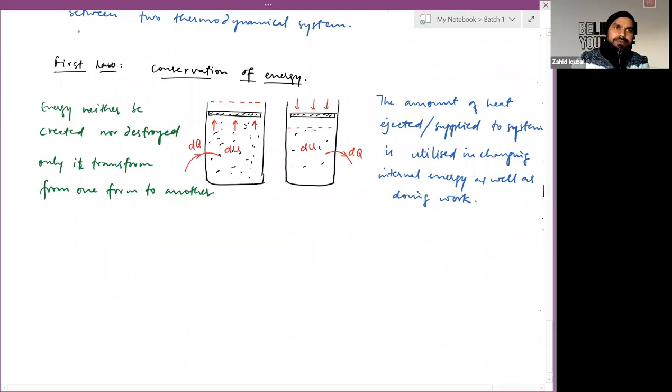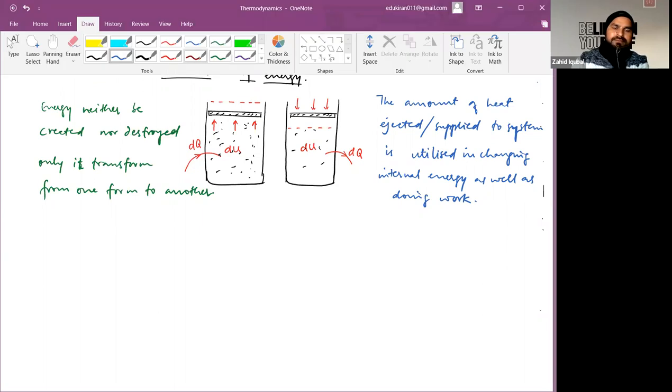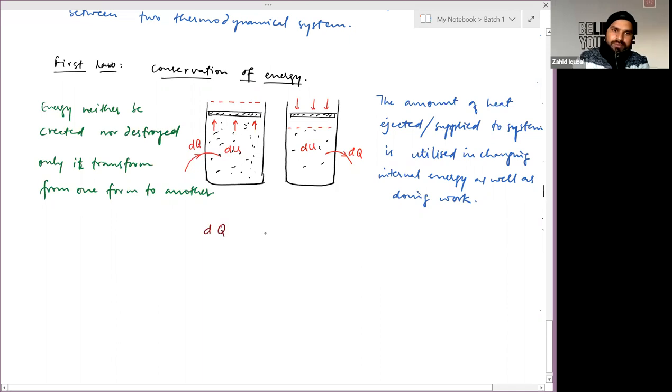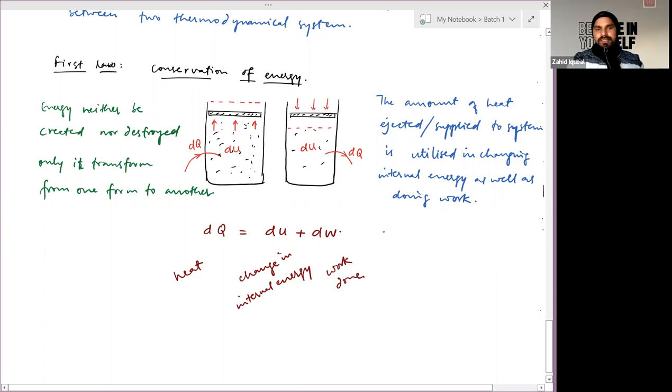Hamza, any doubt? No, sir. So we may write, according to this conservation, dQ equals dU plus dW, where dQ is heat supplied or ejected, dU is change in internal energy, and dW is work done. Just write it down, then I'm defining these three different terms individually.